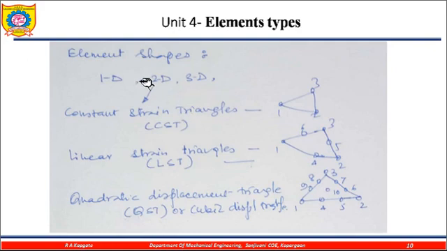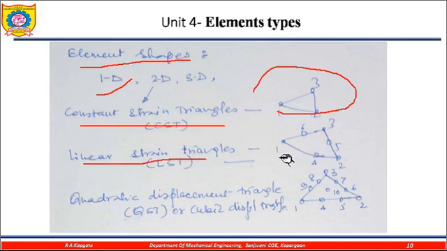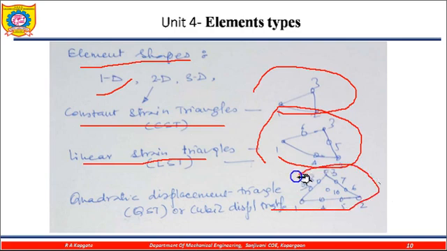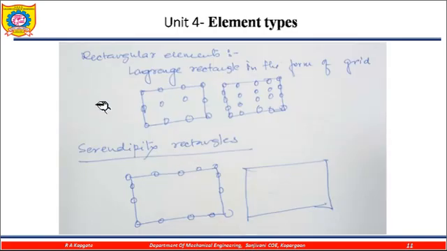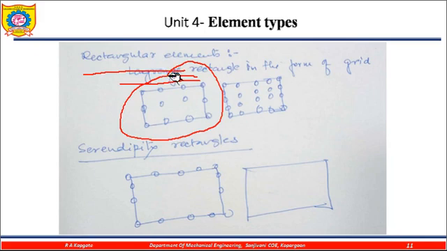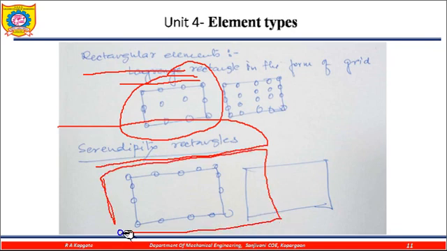Hence in 2D, again there are different shapes. Till now we have studied 1D, 2D, 3D, then the constant strain triangle, then the linear strain triangle, then the quadratic displacement triangle, then the rectangular one, that is the Lagrangian rectangle. This is the Lagrangian rectangle form of the shape function. Then the serendipity rectangles. In serendipity we are not adding nodes in the inner part, while in Lagrangian we are using the inner nodes. This is the difference between the Lagrangian and the serendipity rectangles.